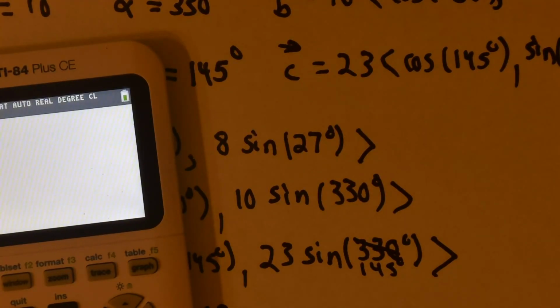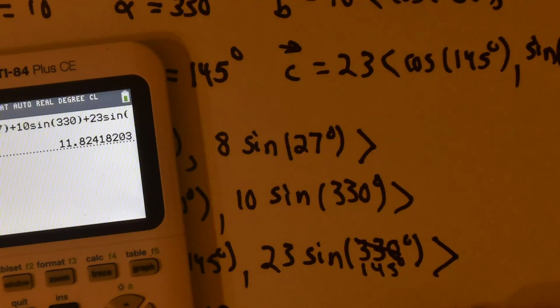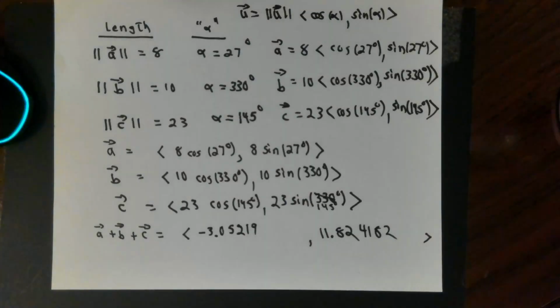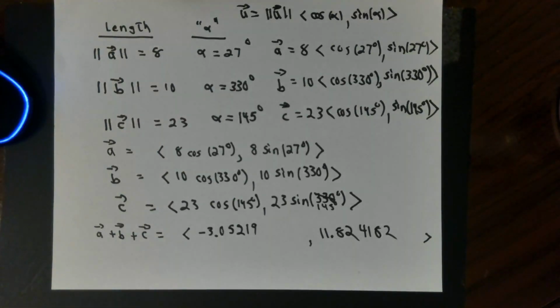I'll just do this in a straightforward way. 8 times sine of 27 plus 10 times sine 330 plus 23 times sine 145 degrees. This works out to be 11.82 some odd. 11.824182. We now have the component form of the vector a plus b plus c.